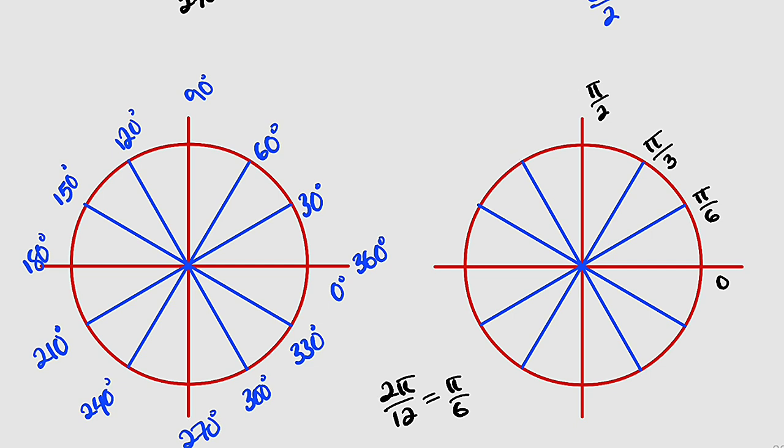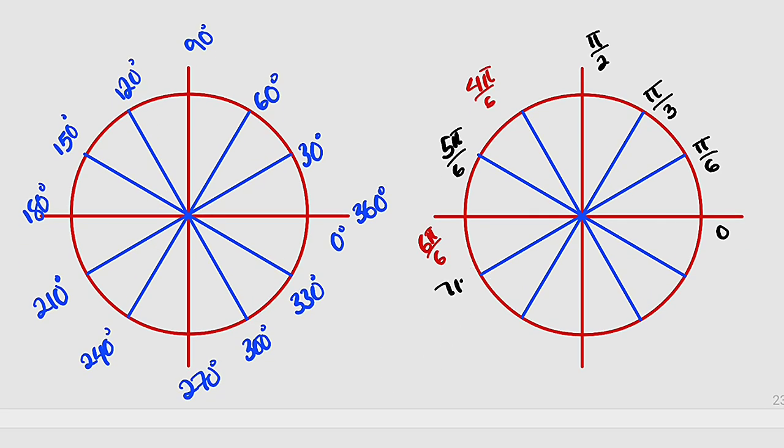The next will be 4 pi divided by 6. This is 5 pi divided by 6. This is 6 pi divided by 6. Let me finish before we simplify them. This is 7 pi divided by 6. This is 8 pi divided by 6.